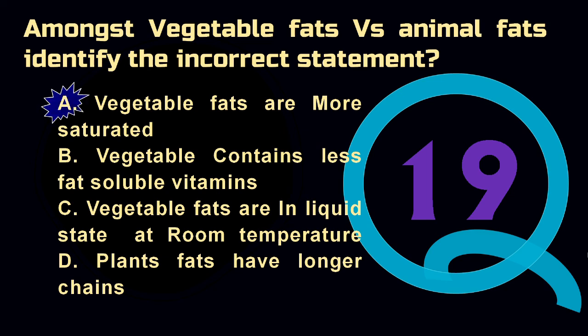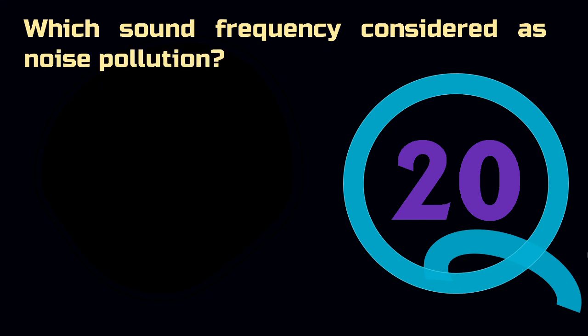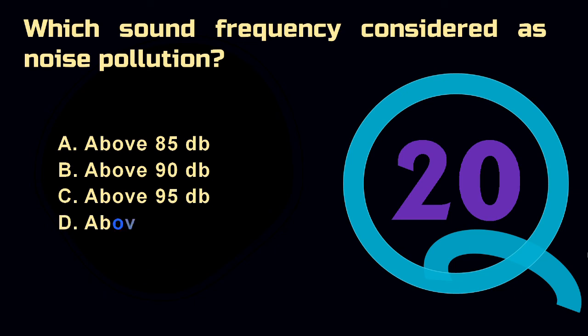Next question is, which sound frequency is considered as noise pollution? Above 85 decibels, above 90 decibels, above 95 decibels and above 100 decibels. The correct answer is the noise above 85 decibels is considered as noise pollution. The normal conversation is about 60 decibels and above 85 is considered as harmful.